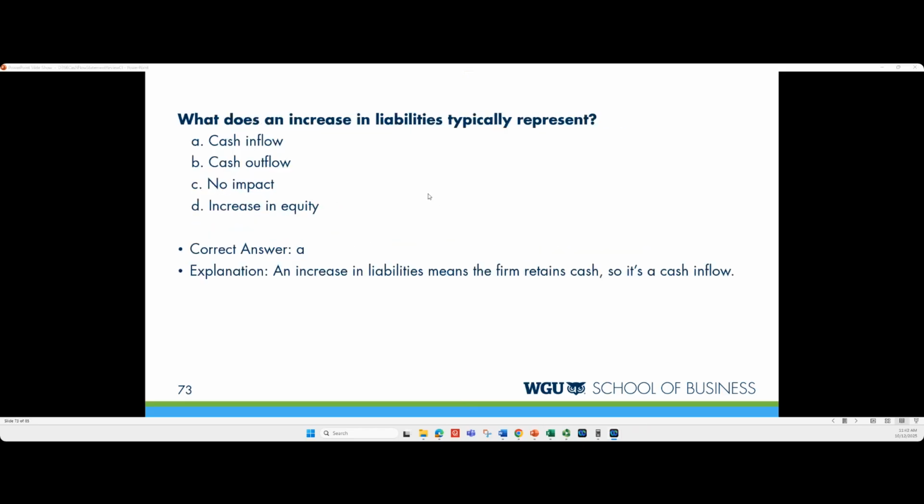Oops, well, I already answered that one for you. What does an increase in liabilities typically represent? And that's going to be a cash inflow.